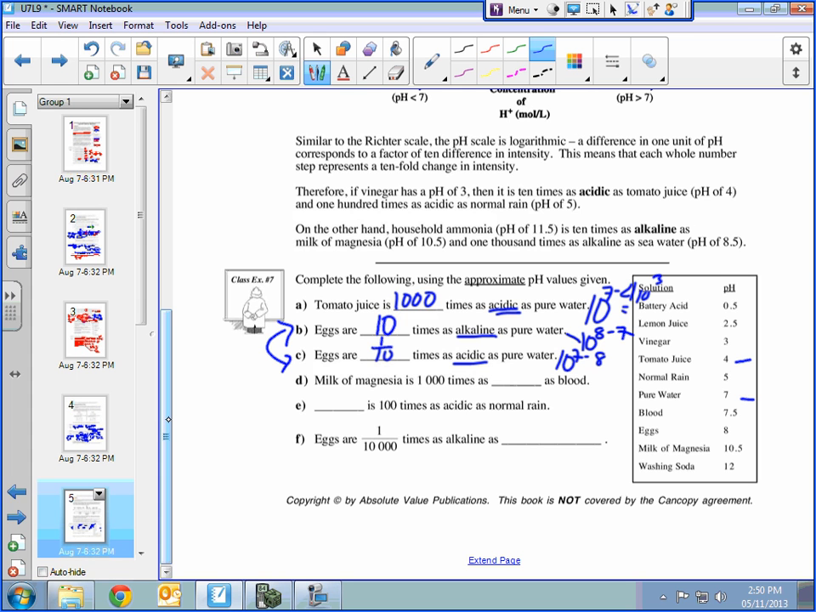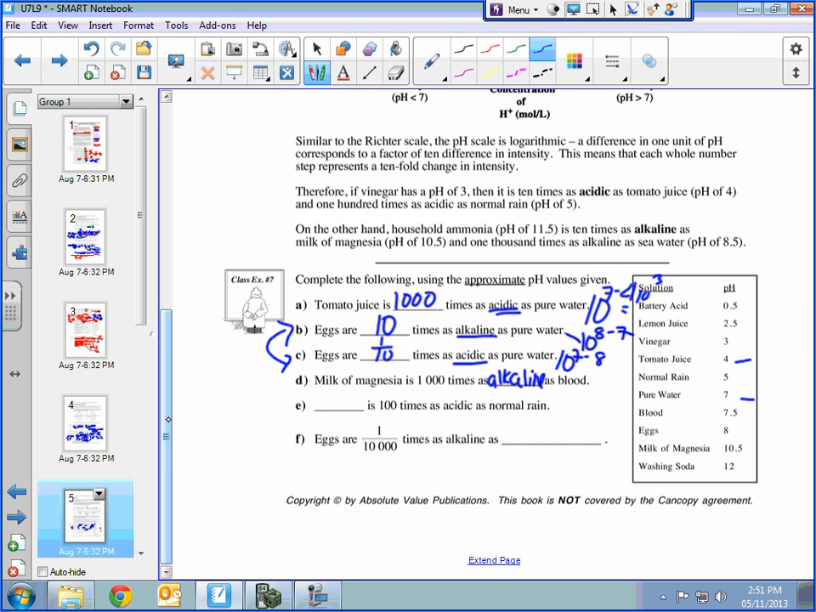Milk of magnesia, down here, is 1,000 times as blank as blood. So is it more alkaline or acidic? Is 1,000 times more, would you say, alkaline or acidic? So look at blood, look at milk of magnesia. Which one's more alkaline? So this would be more alkaline. I don't know, I'm a math teacher.